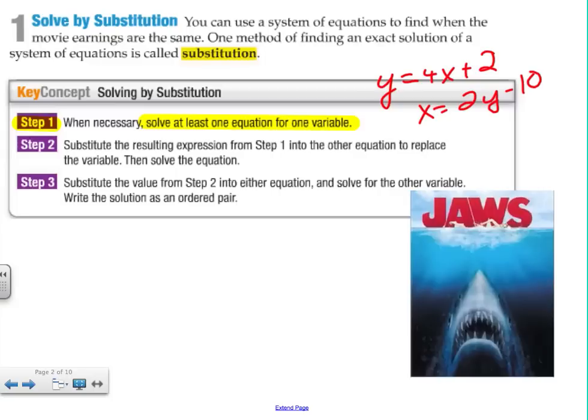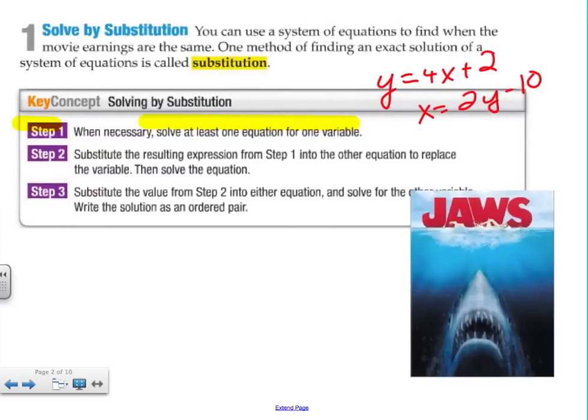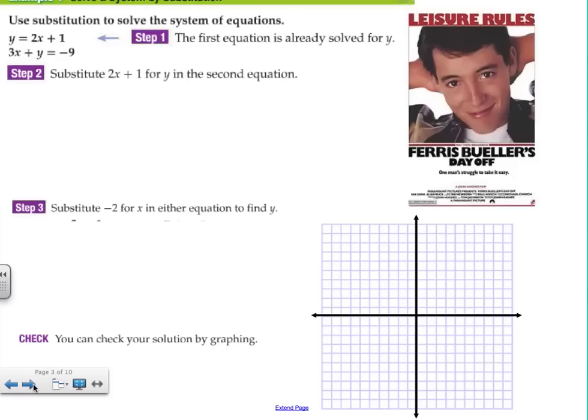So the second step is you're going to substitute one of those values for x in the other equation. So that's step two. You substitute the result from step one into the other equation. And then you'll solve that equation and you'll get a value for either x or y, whatever variable you're solving for. And then step three, you'll take that value from step two and put it into your other equation. So let's look and see exactly what that means in a real life situation.